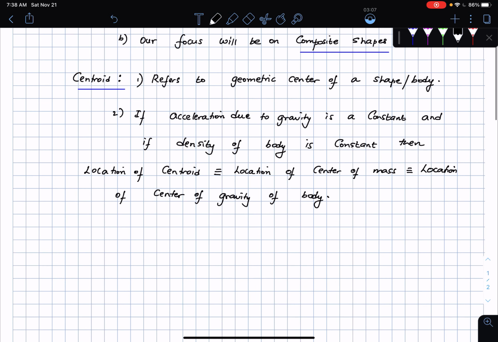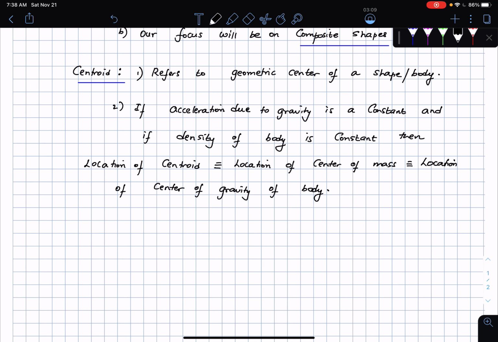This is a nice consequence of all these approximations, and these are fairly valid approximations. Close to the surface of the Earth, the acceleration due to gravity can be considered to be a constant, and for many of the bodies that we deal with in typical engineering problems, we can assume the density to be a constant, at least from the point of view of beams and other load-carrying or structural members.